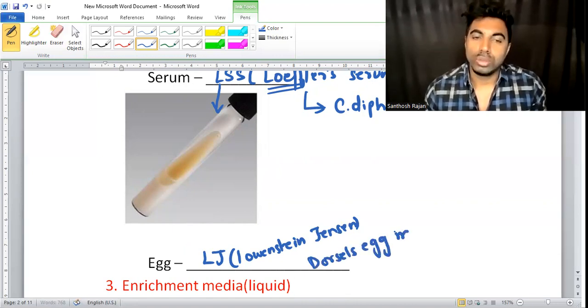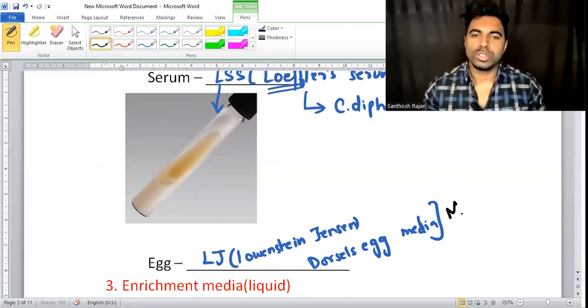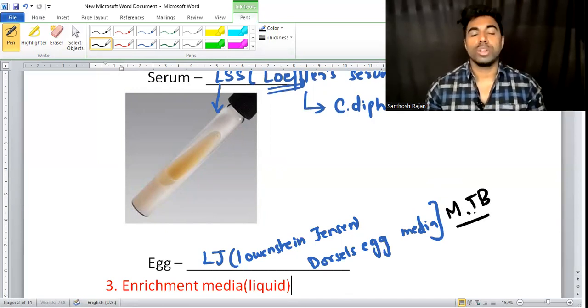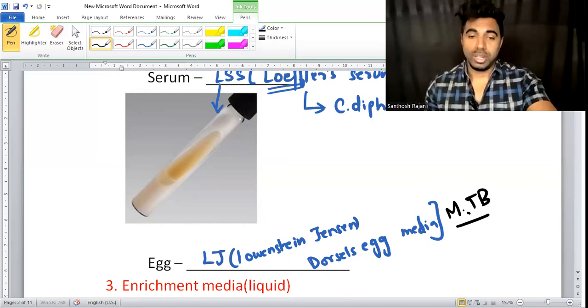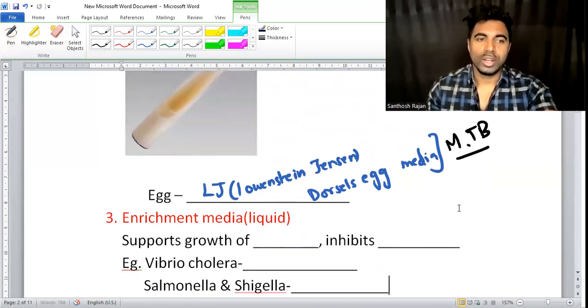And the other one is Dorset's egg media, okay, egg media. Both the medias are for which organism? Can you tell me? Mycobacterium tuberculosis: Lowenstein-Jensen media, Dorset egg media. Definitely, it's an important question. Whatever we talk about now, all are important; you can expect questions.